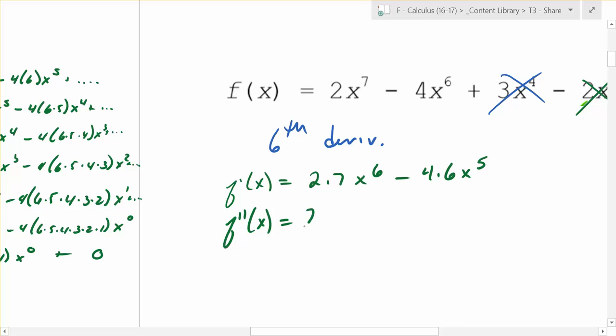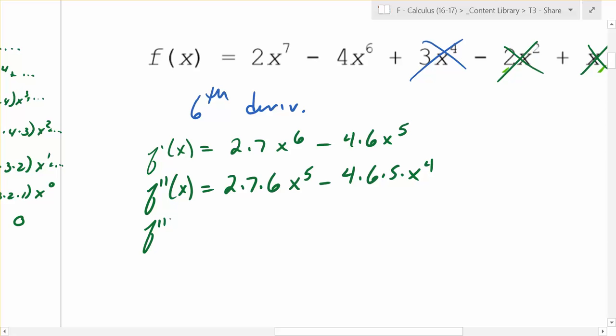What is it? 2 times 6 times 7 times x to the 5th minus 4 times 6 times 5 times x to the 4th, right? So then you can do it again, and it's helpful to do this out. So what is it? 2 times 7 times 6 times 5 times x to the what? Minus 4 times 6 times 5 times 4 times x to the what?